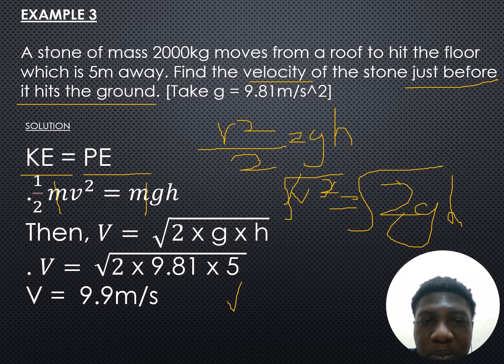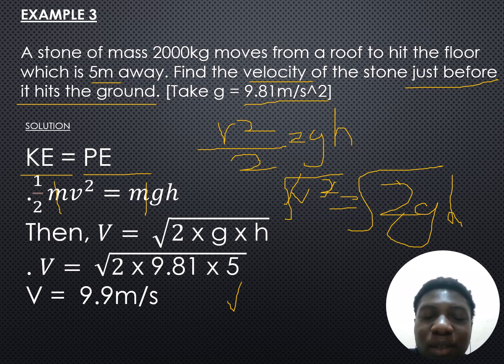So we just plug in the values. We're given our gravity to be 9.81 meters per second squared. We're given our height, or the distance from the floor, to be 5 meters. Just put in 2 multiplying your gravity times height. But here someone might want to use the other approach.